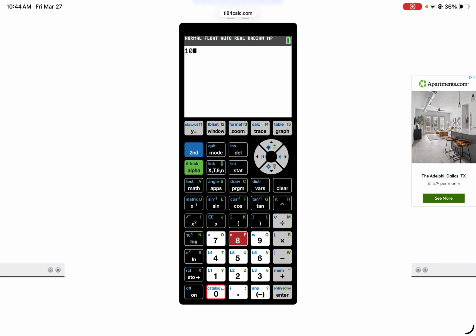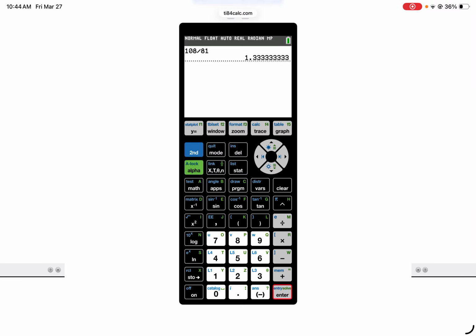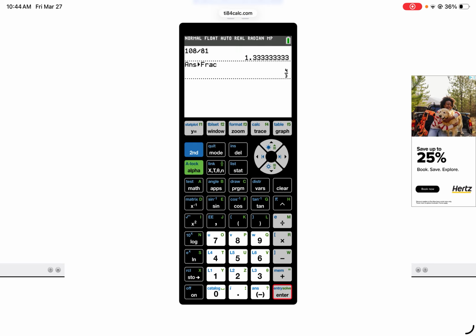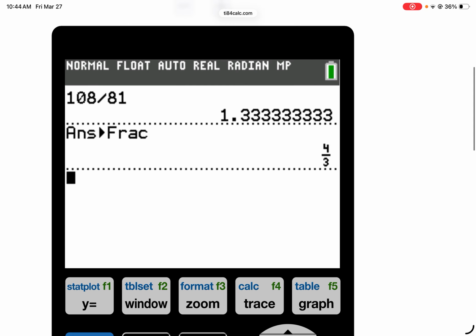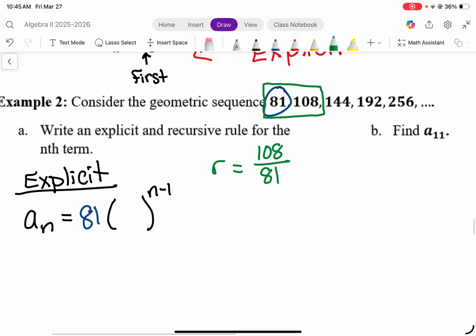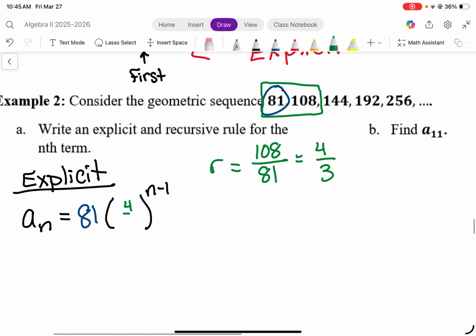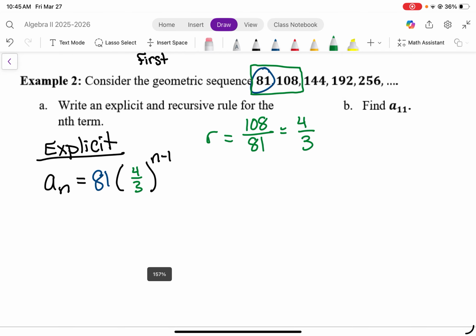Okay, so we had 108 over 81. So that gives me a decimal that repeats and does not end. When we write our rules, we want them to be exact numbers. So we want it to be a fraction. To do that, you're going to hit math and then hit enter twice. So that gives us the fraction 4 over 3. So my r value equals 4 over 3. So I can plug that into my equation, and now I'm done with my explicit rule.